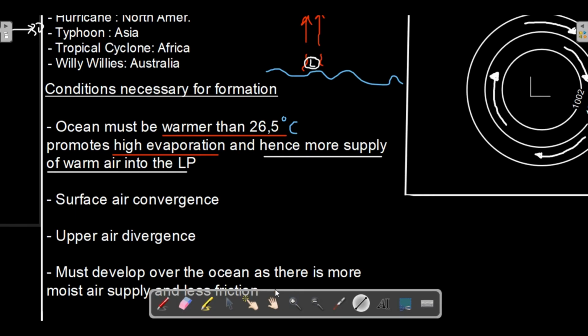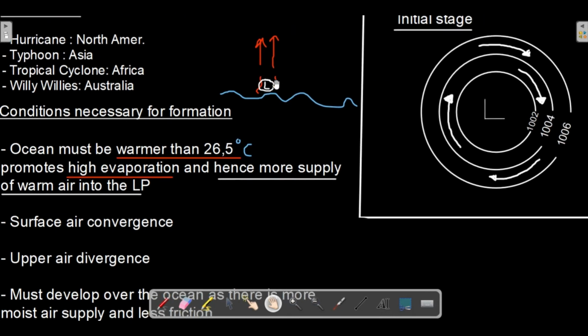That's the first step. Now, the second step: there must be surface air convergence. How is that going to happen? Now that you have an area of low pressure, air from the surrounding regions will be drawn towards that low pressure. Remember, air always moves from an area of high pressure towards an area of low pressure. So areas that have relatively higher pressures will have their air masses moving towards this low.